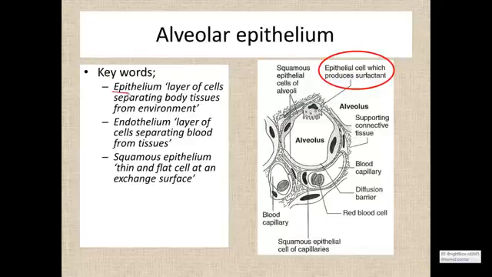Keywords to start off with. Epithelium. An epithelium is a layer of cells separating body tissues from the environment. Where does that happen here?